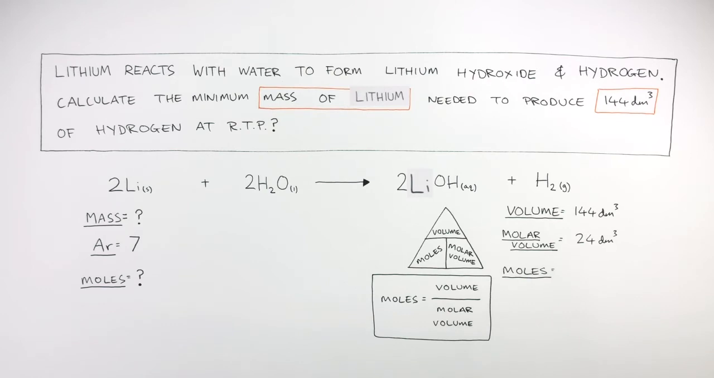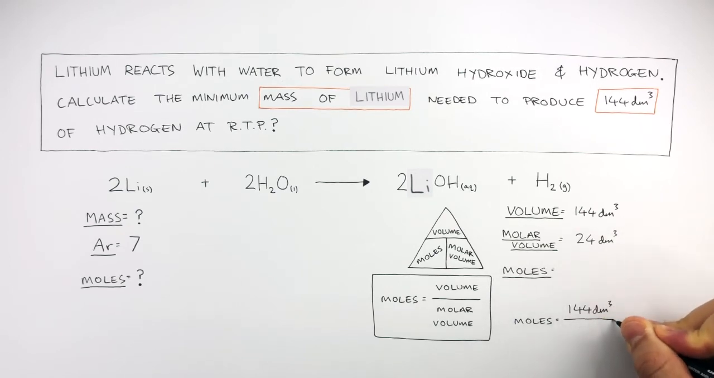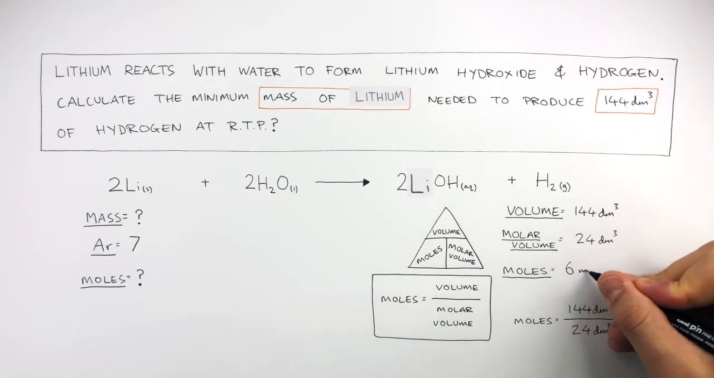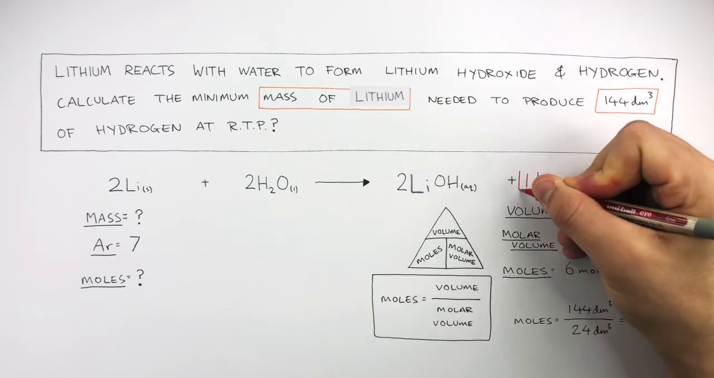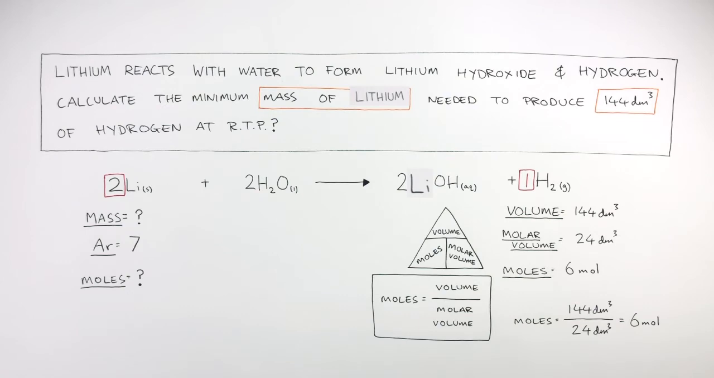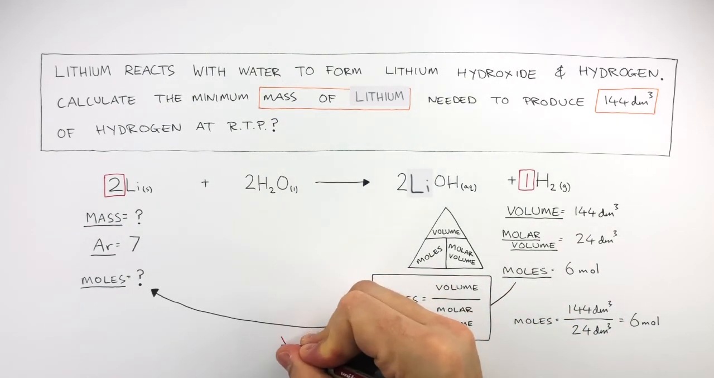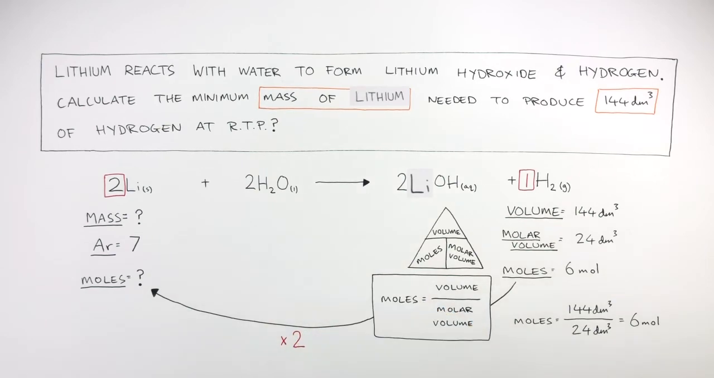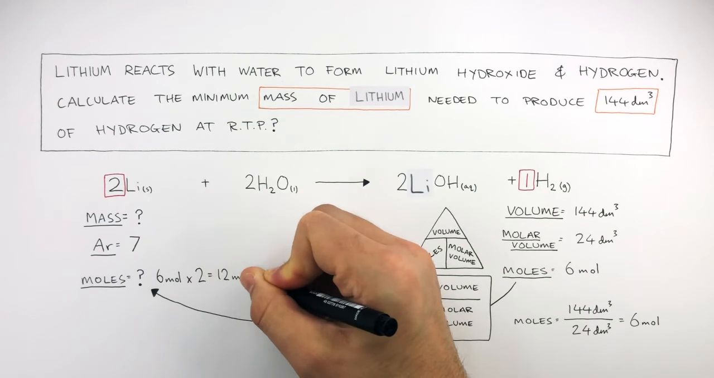Using the equation, moles equals 144 decimeters cubed divided by 24 decimeters cubed, which equals 6 mole. So here we write 6 mole. Using the equation, we can see the ratio of moles is 1 mole of hydrogen to 2 moles of lithium. So when calculating the moles of lithium, we have to multiply the 6 moles by 2. So 6 mole times 2 equals 12 mole.